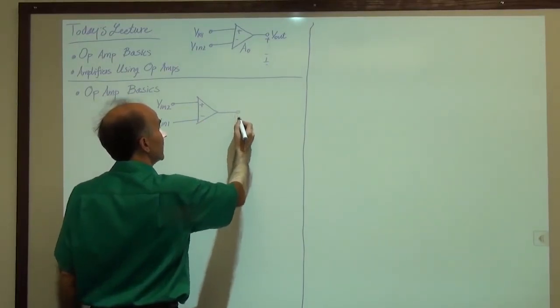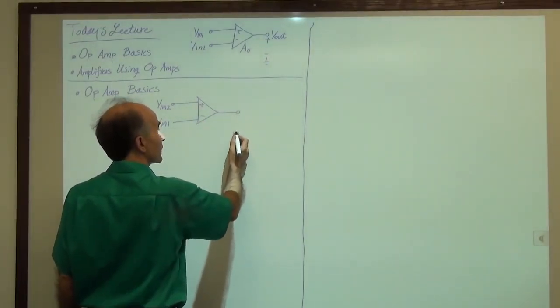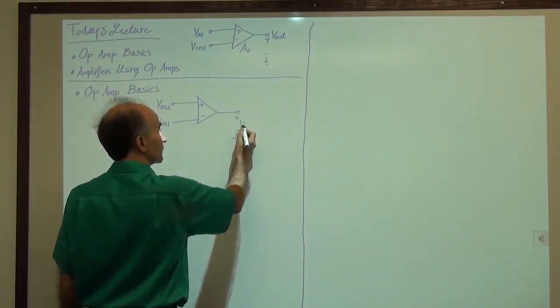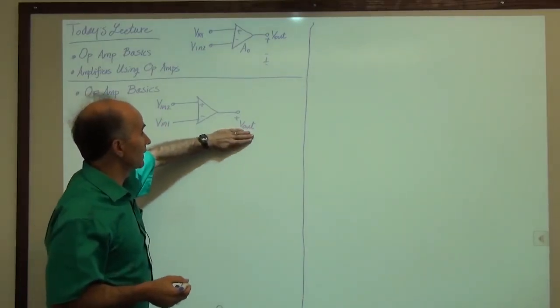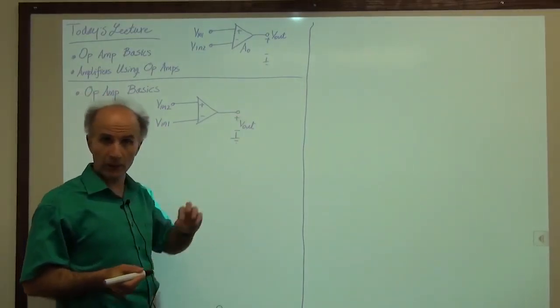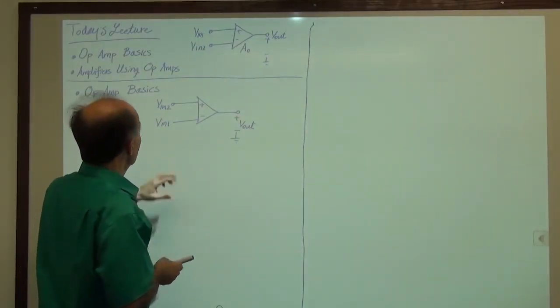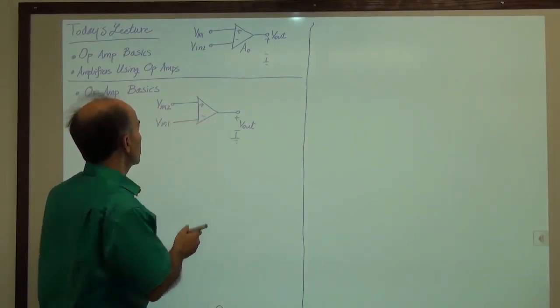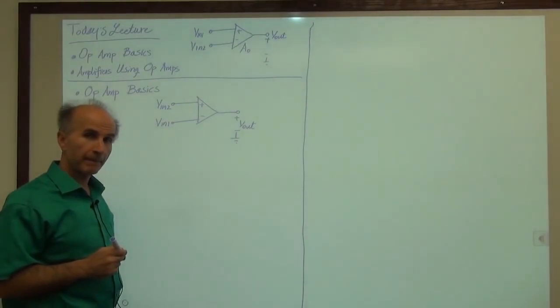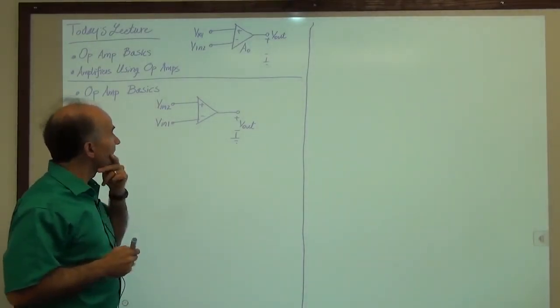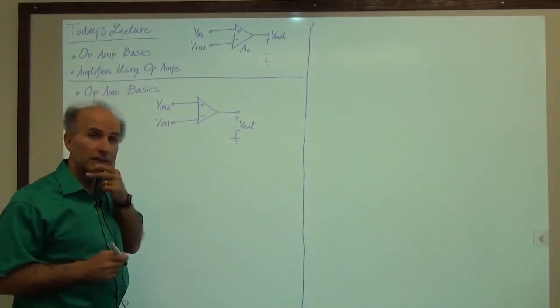And then here, we have an output. This output is with respect to ground. So we might write it like this. Or, as usual, maybe not even show this and just place V out here. Either way is fine. Okay, so this is the structure, the symbol of an op-amp. Now, we have two inputs. That is a little strange.